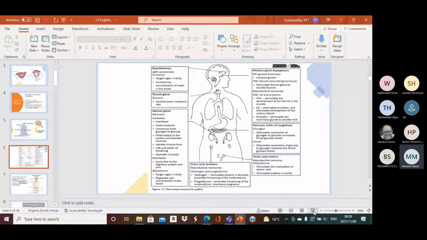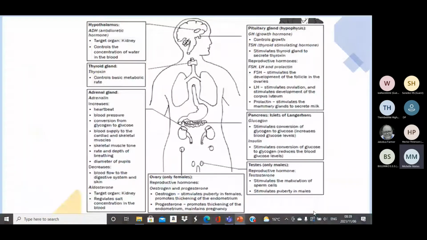As I was saying, the pancreas is one of the glands, and the hormone it secretes is glucagon, which stimulates the conversion of glycogen, which is stored glucose, to glucose, which increases the blood glucose levels. Then insulin, the second hormone, stimulates the conversion of glucose to glycogen. Grade 12s, we tend to get confused between the stored sugar glycogen and the hormone glucagon, but we'll discuss that later on.